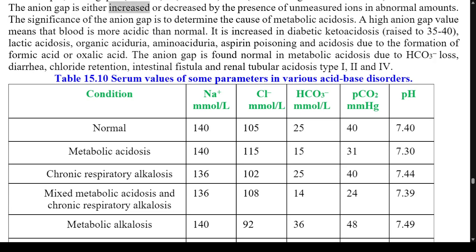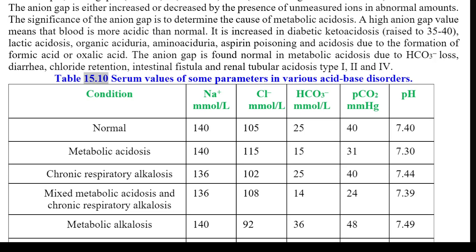The anion gap is either increased or decreased by the presence of unmeasured ions in abnormal amounts. The significance of the anion gap is to determine the cause of metabolic acidosis. A high anion gap value means that blood is more acidic than normal. It is increased in diabetic ketoacidosis, raised to 35 to 40, lactic acidosis, organic aciduria, aminoaciduria, aspirin poisoning and acidosis due to the formation of formic acid or oxalic acid. The anion gap is found normal in metabolic acidosis due to HCO3 loss, diarrhea, chloride retention, intestinal fistula, and renal tubular acidosis type 1, 2 and 4.